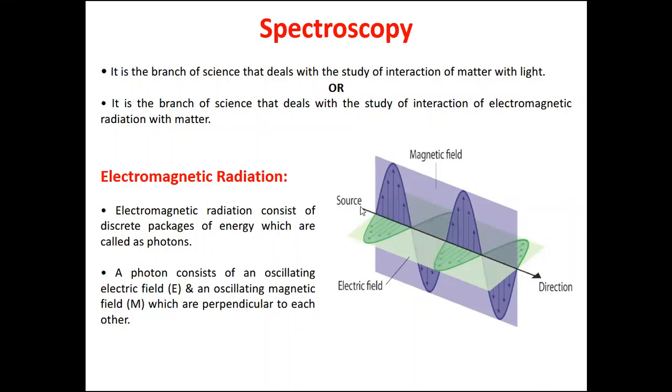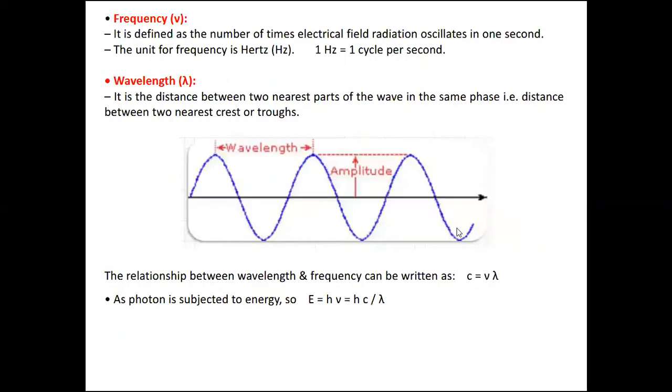Here is the source of the electromagnetic radiation. One is the magnetic field, one is the electric field. Both are perpendicular to each other and to the direction of propagation. So here are the basics of this wave.